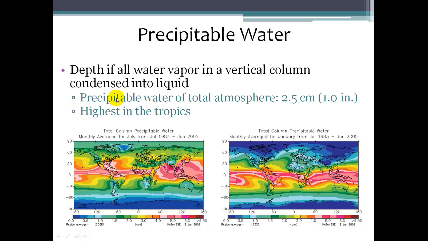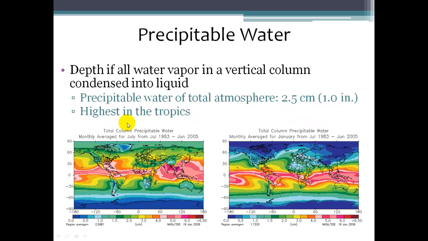So the total precipitable water for the whole atmosphere is 2.5 centimeters or 1 inch. That's for the whole world. So if you could take all of the water vapor of the atmosphere and bring it down to Earth as water, it would cover the whole Earth in 1 inch of water.